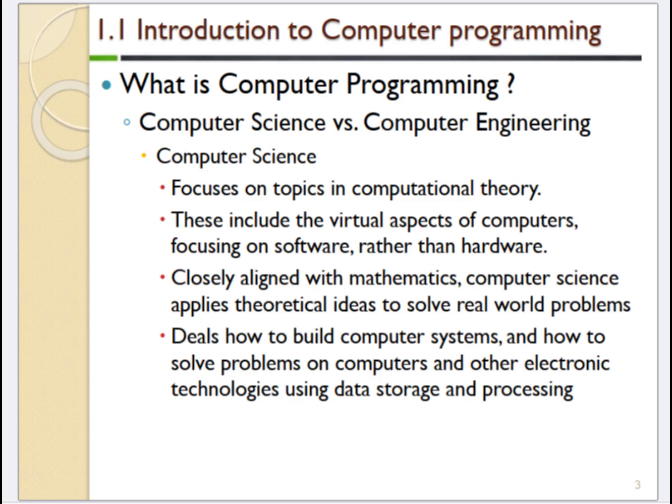1.1 Introduction to Computer Programming. What is computer programming? Computer science versus computer engineering. Computer science focuses on topics in computational theory. These include the virtual aspects of computers, focusing on software, rather than hardware. Closely aligned with mathematics, computer science applies theoretical ideas to solve real-world problems, deals with how to build computer systems, and how to solve problems on computers and other electronic technologies using data storage and processing.